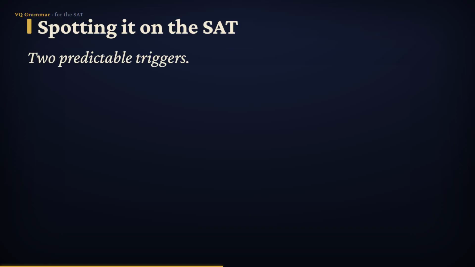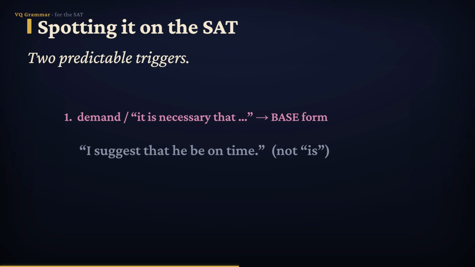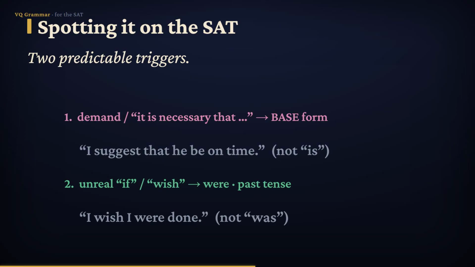On the test, the subjunctive hides in two predictable spots. 1. After a demand or request with that, use the base form. I suggest that he be on time, not is on time. 2. After if or wish for something untrue, use were or the past tense. I wish I were done. So whenever you see a demand with that or an unreal if, switch into the subjunctive and you'll nail these questions.